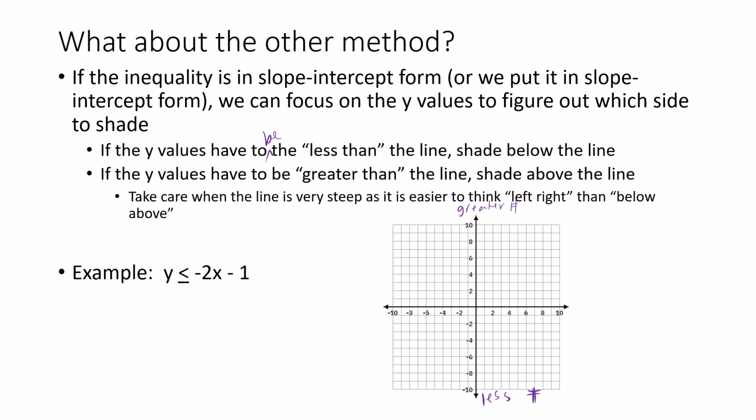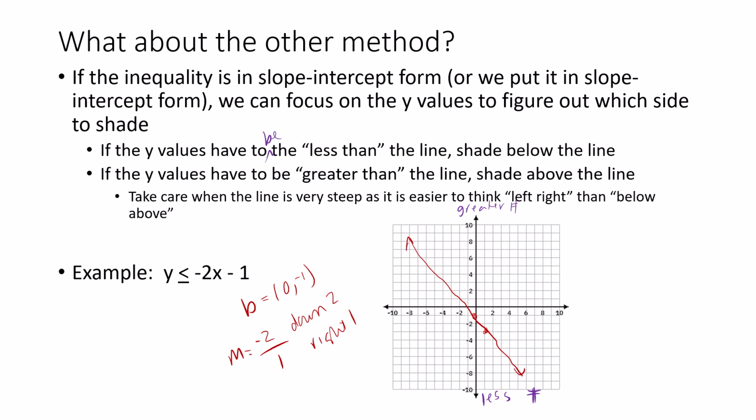And just take care when the line is very steep, as it's easier to think left, right than below, above, and I'll show you what that means. So here we have our line, y is less than or equal to -2x minus 1. We know the y-intercept is the point (0, -1), so I put my y-intercept there. My slope is -2, or -2 over 1, so I'm going to go down 2 and right 1. 1, 2, there it is. I put my line in.